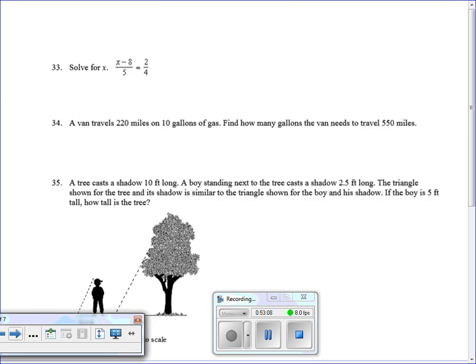Okay, solve for x. So we have another proportion. Again, to solve the proportion, we're going to cross multiply. So 5 times 2, which is 10, equals 4 times the difference of x minus 8. So you're going to have 4 times x minus 8. Note that the distributive property has to take place here. So you've got 10 equals 4x minus 32.